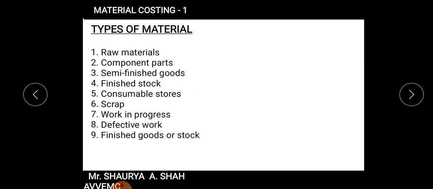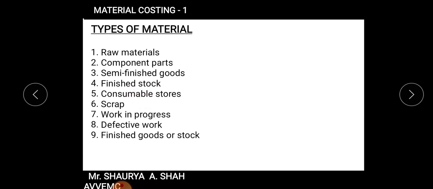Consumable stores. Dear students, during the process of production, you require various kinds of materials like oil, grease, cotton waste, and certain kinds of lubricants. These are known as consumable stores. Their values are very much lesser in amount, but you require them to make the production process smooth, right? So dear students, they are known as consumable stores. They will be consumed in the final product, but you will not be able to know what material is used.